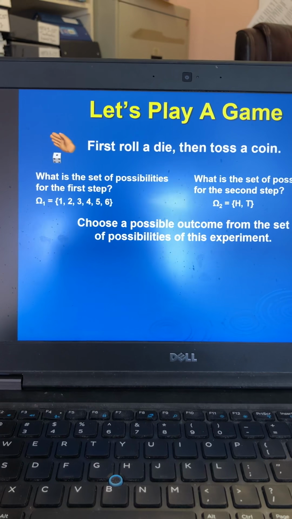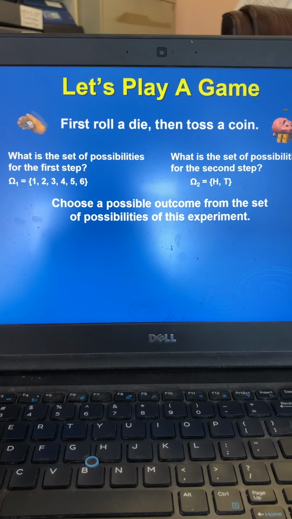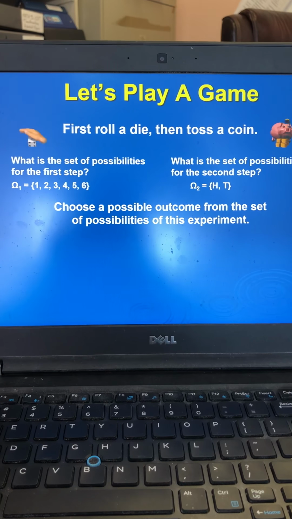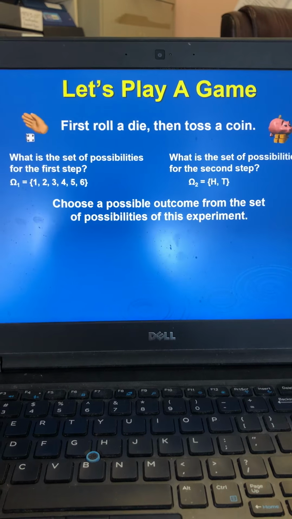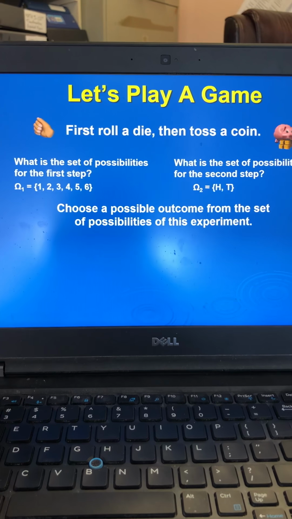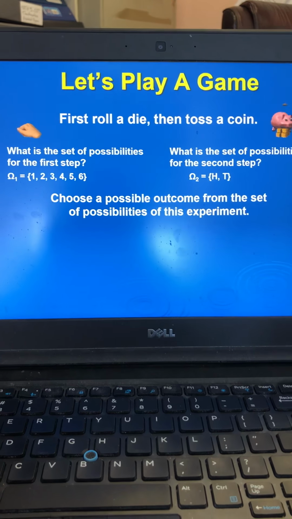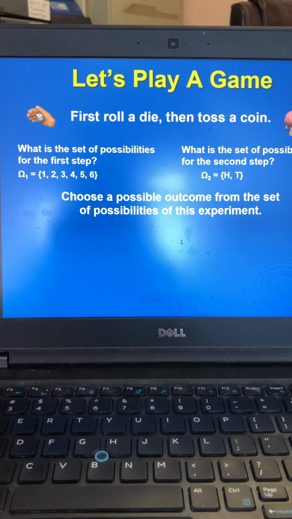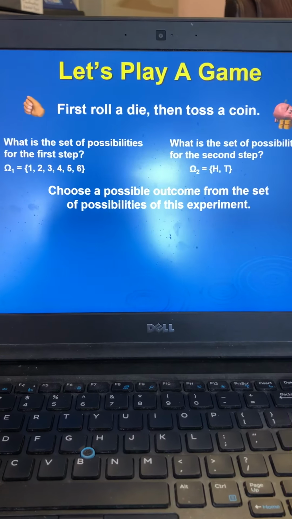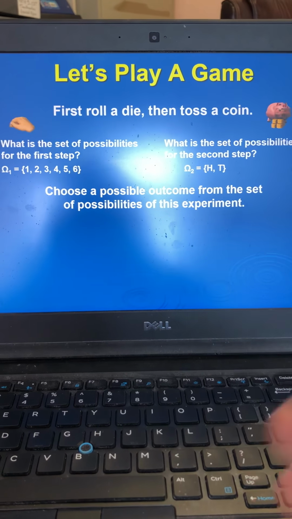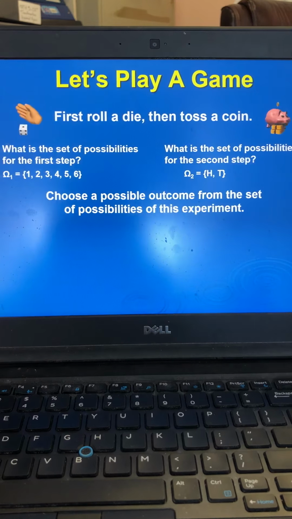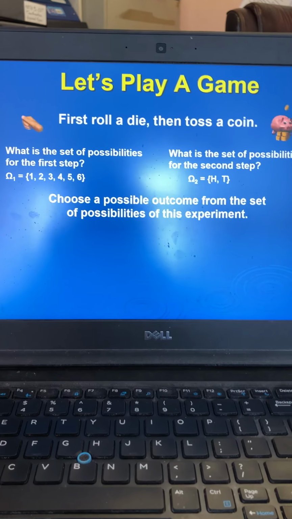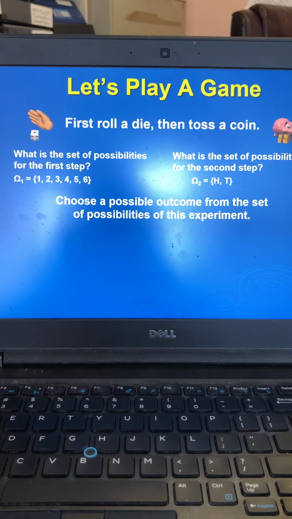So if we were to play this game and we were to roll a dice and then toss a coin, there are going to be a certain number of possible outcomes when we do the 2 in sequence. So for example, I could roll a 5, then get a heads. Or maybe I could roll a 4 and get a tails. So when we have 2 simple random experiments that we do in sequence, i.e. step 1, step 2, this is a compound experiment and it's still random.